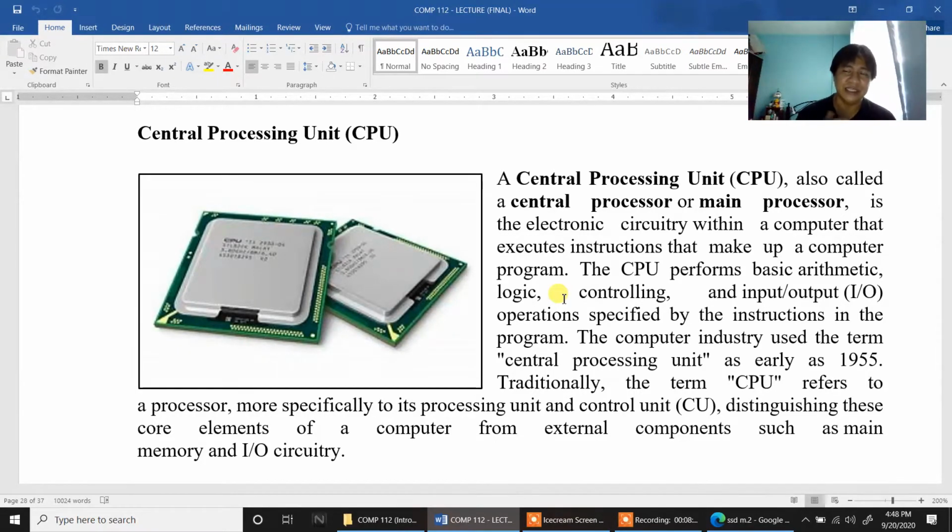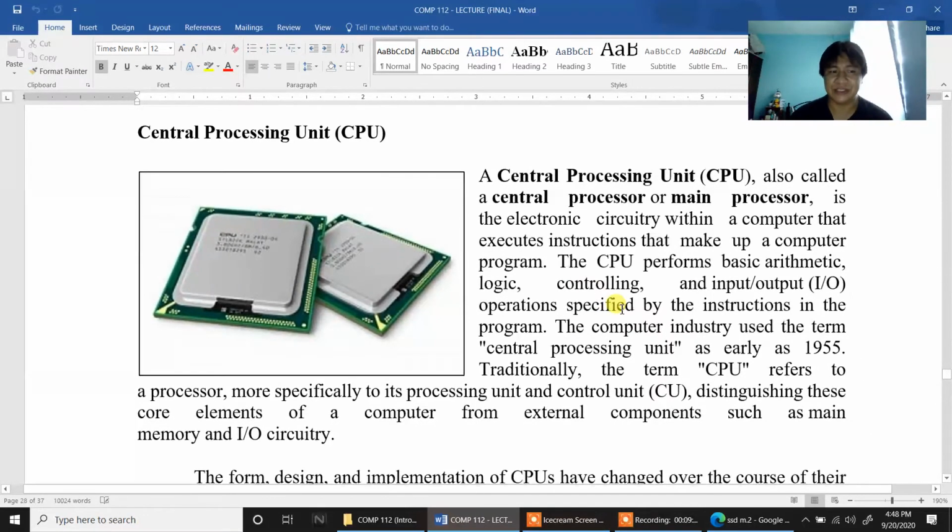But the computer only interprets or understands the data that we key in as 1 and 0, which we call binary. That is the language of the computer, called machine language, if you still remember our previous lessons. Okay?